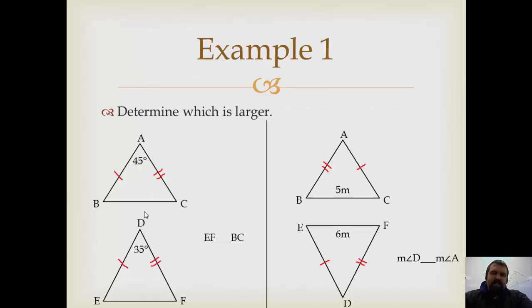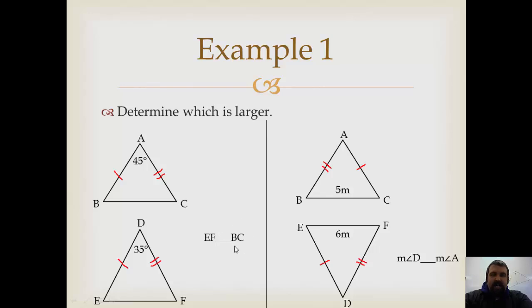Alright, so in this example 1, determine which is larger. Well, on the left side here, I look. Side matches up to side matches up to side, so I have two sides matching up to two sides of a triangle. I notice that angle A is larger than angle D, which means, correspondingly, that segment BC has to be longer than segment EF. So I look here. That means BC is a larger number.